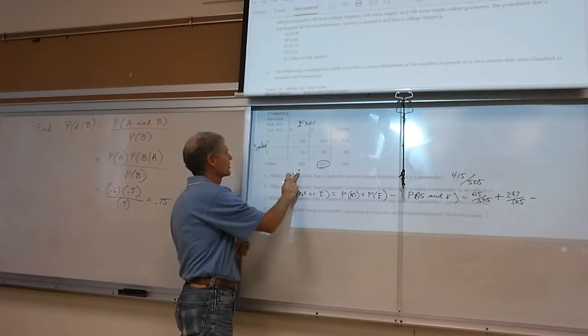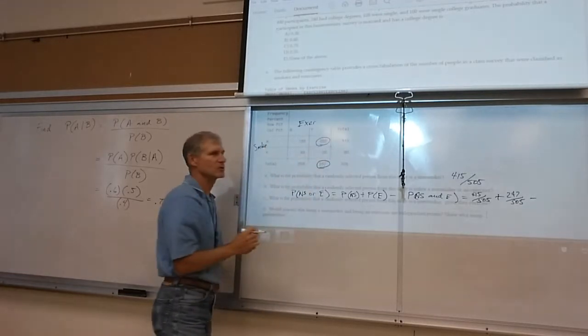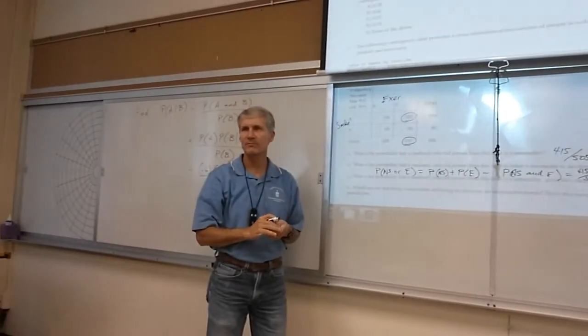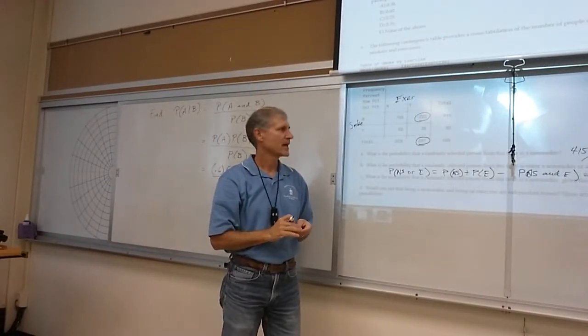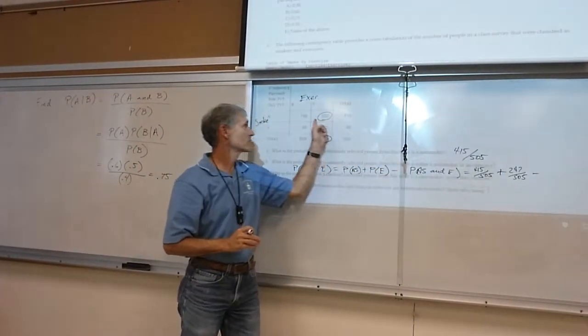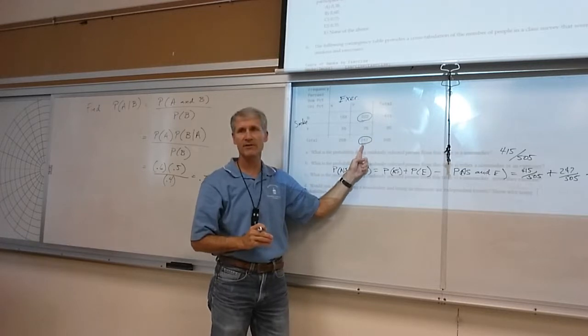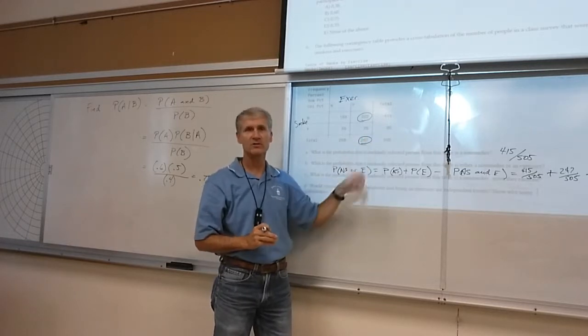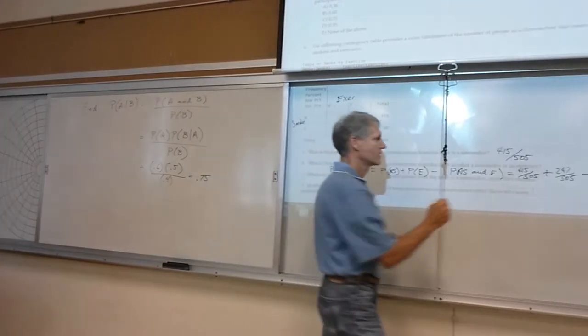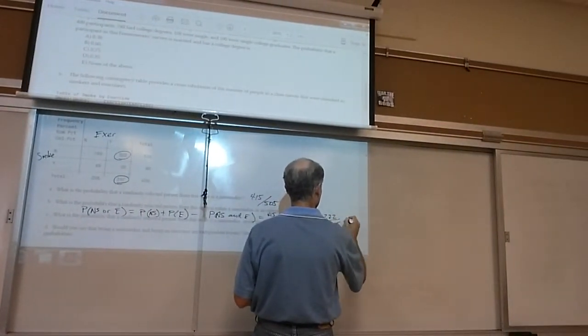So now non-smoker and exercise. There's 222 people that meet both conditions. And the reason we subtract it off, because those 222 people are part of that 415 and they're part of that 247. So they got double counted, so you subtract them back off once. So minus 222 out of 505.